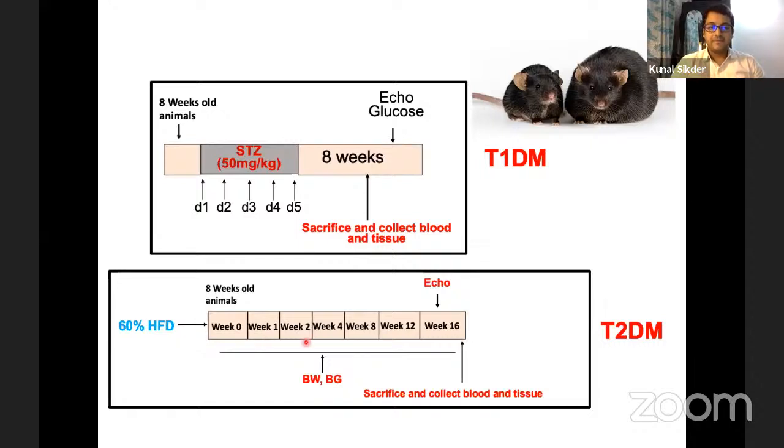And then we have seen the symptoms of diabetes, sometimes it started around here, about 4 weeks. About 8 weeks is also a good time point, but generally we take the 16-week time point. This is a very positive time point where we find all the parameters positive for diabetes. So at this point, we do the echocardiography, and we also sacrifice and collect blood and tissue.